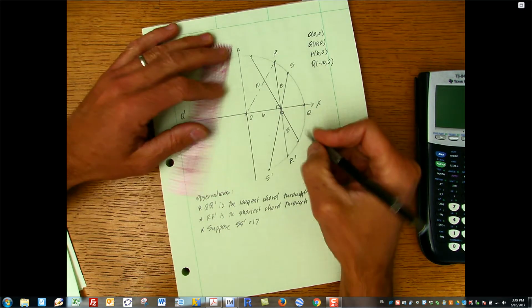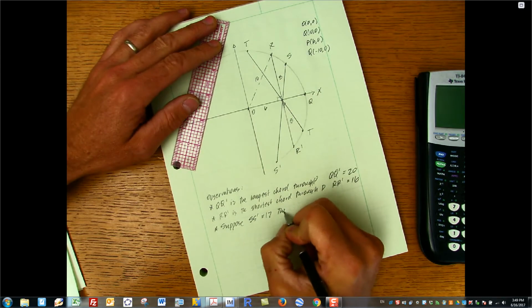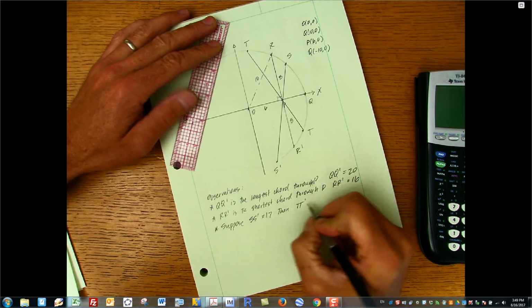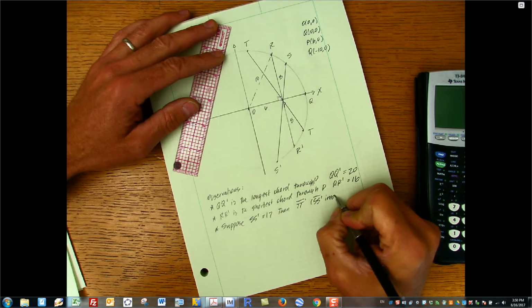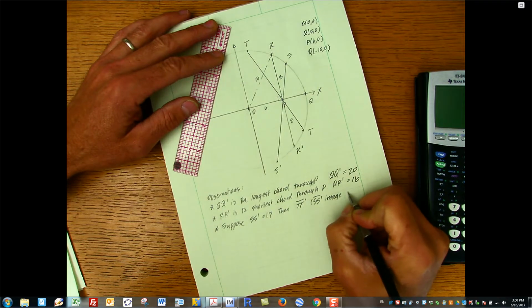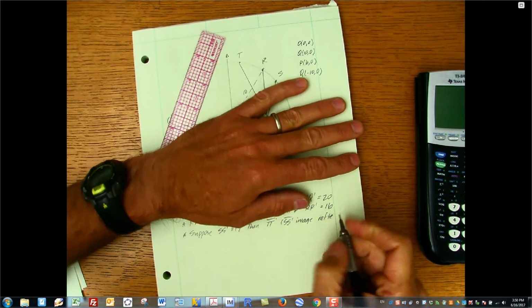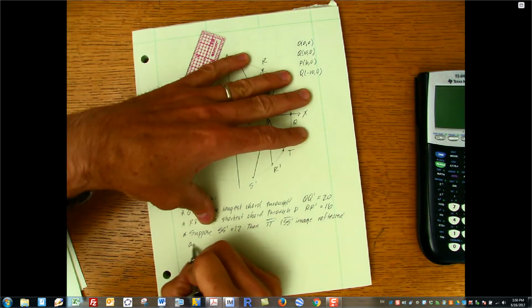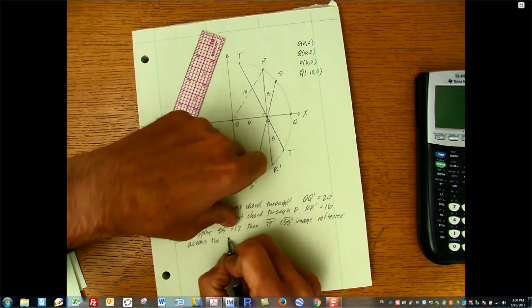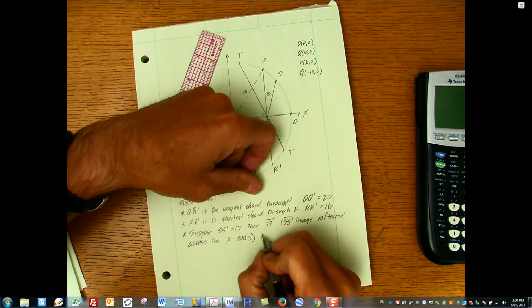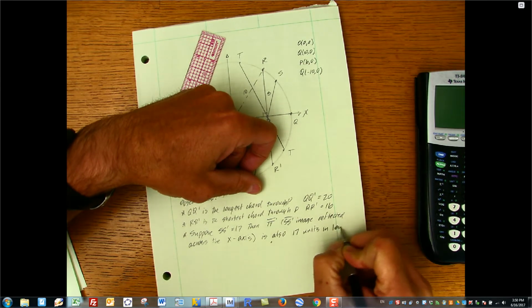So QRS, let's call it TT prime. Then TT prime, SS, let's call it SS image, reflected across the x-axis, is also 17 units in length.